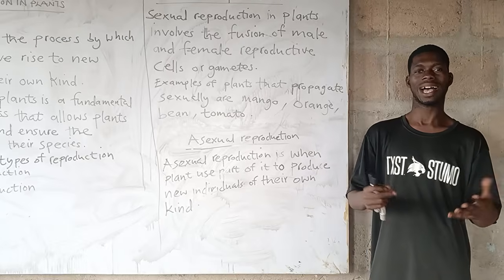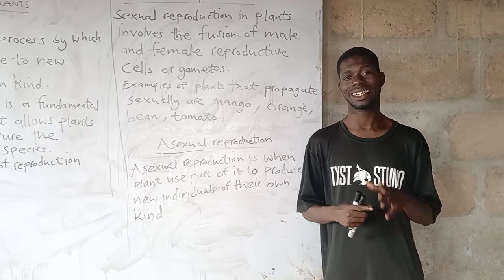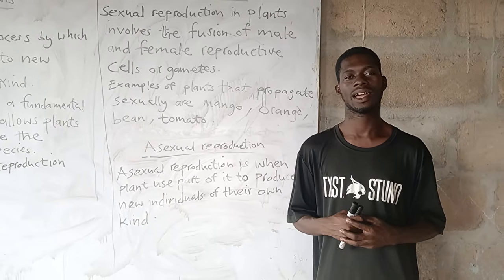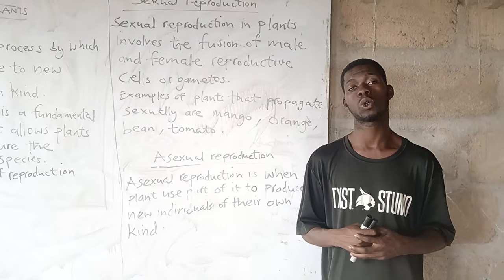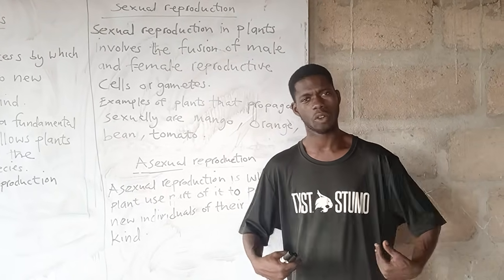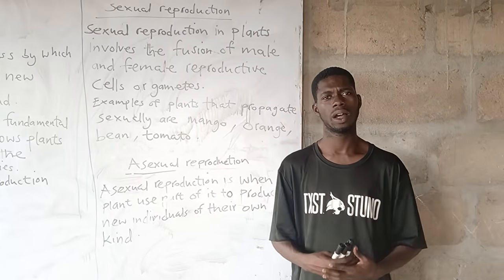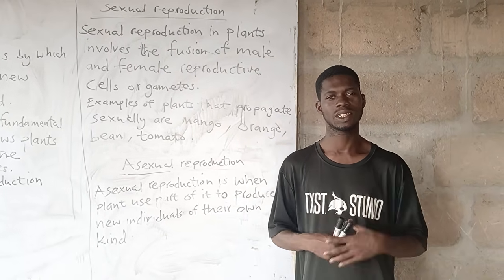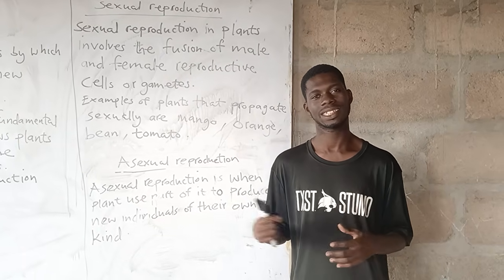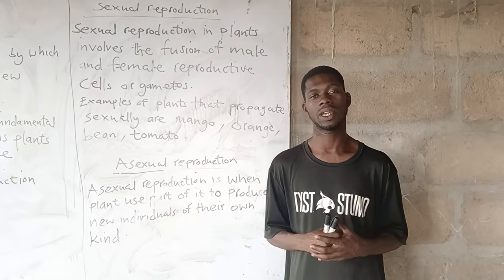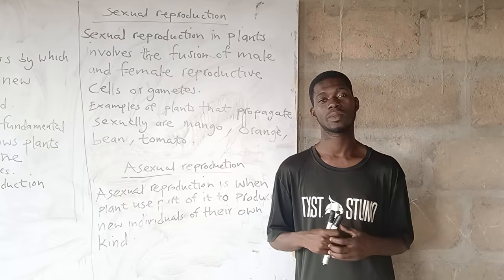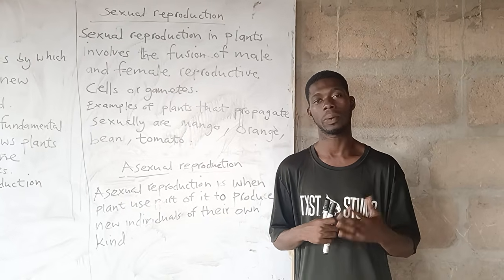Okay, so assignment: apart from banana and plantain, give us three plants that also propagate asexually, that use part of themselves to produce a new individual of their own kind. Do it and send it to me on WhatsApp. We will continue the lesson next time. So that's the end of today's lesson. Can you do the assignment and send it to me? State or mention three plants that propagate asexually.